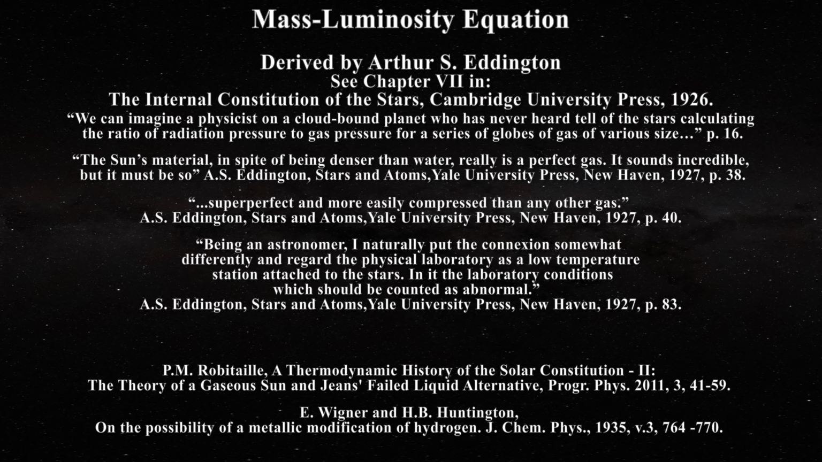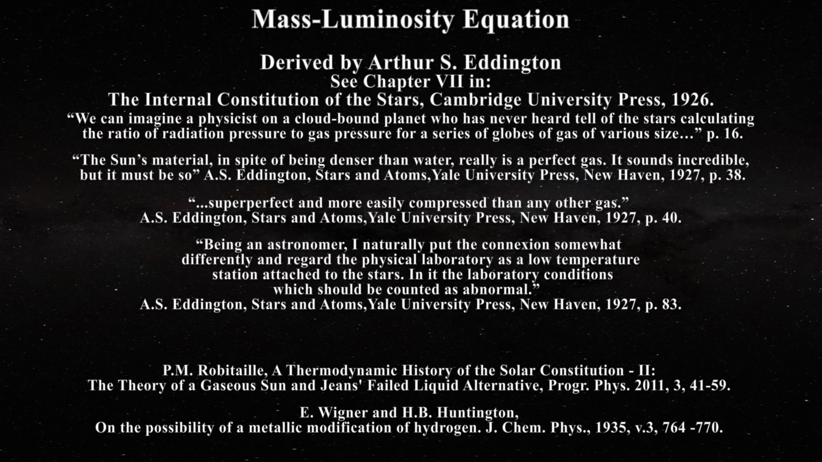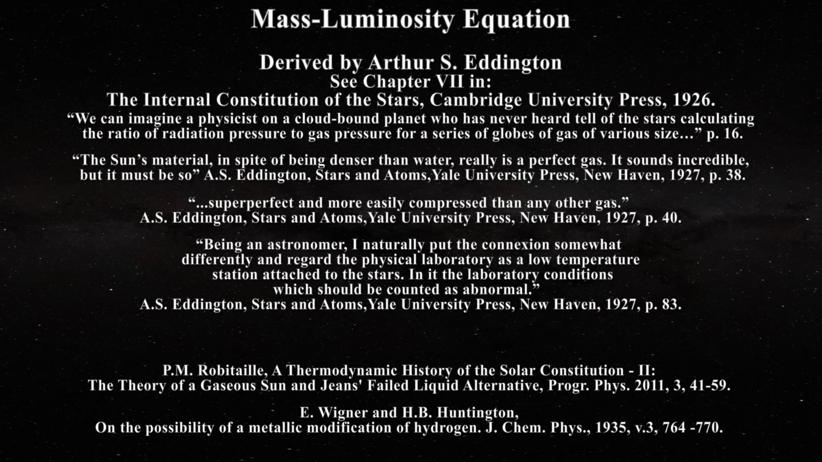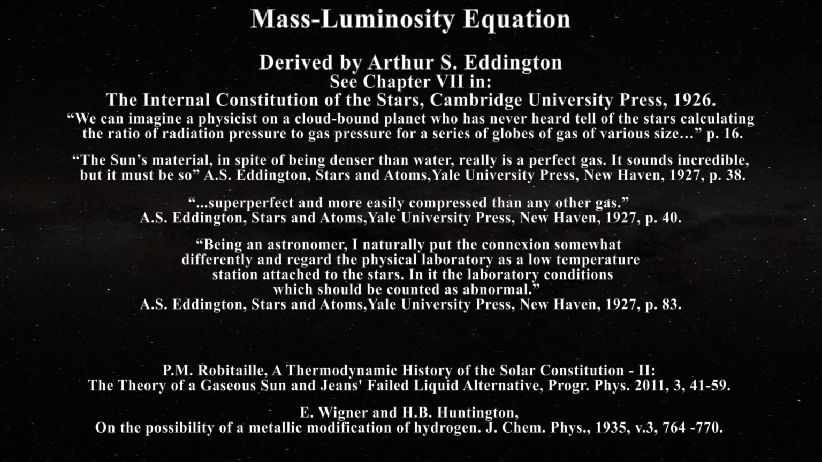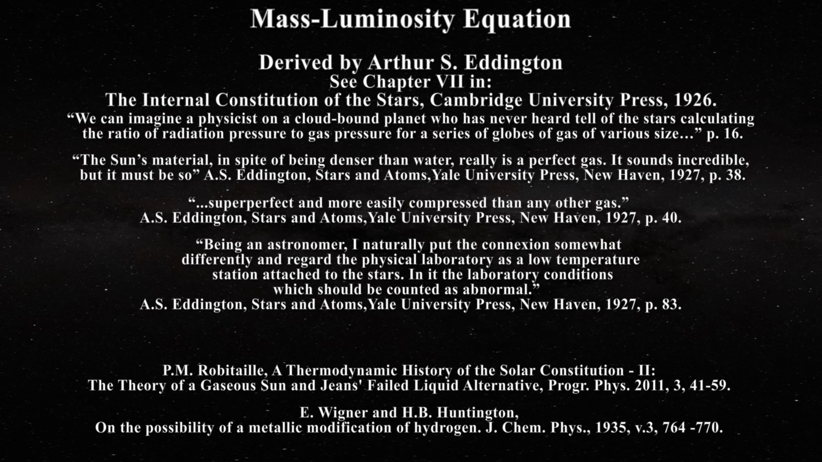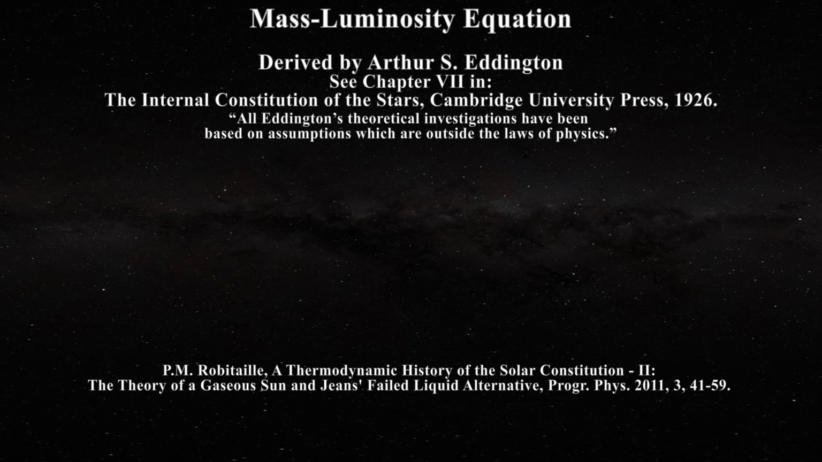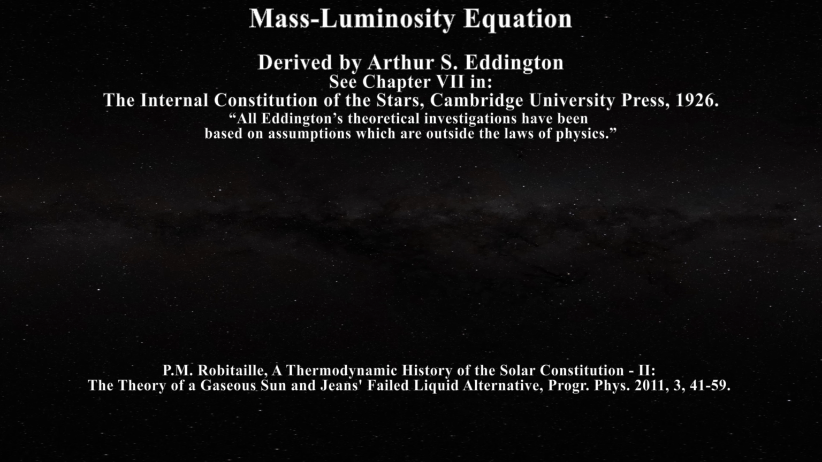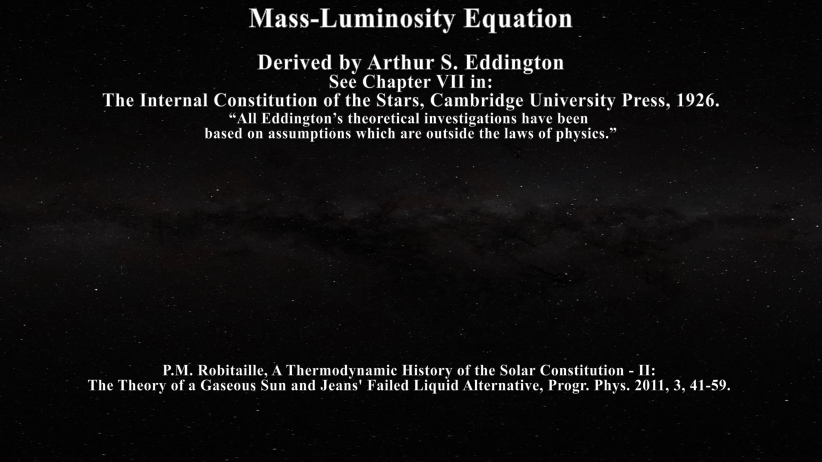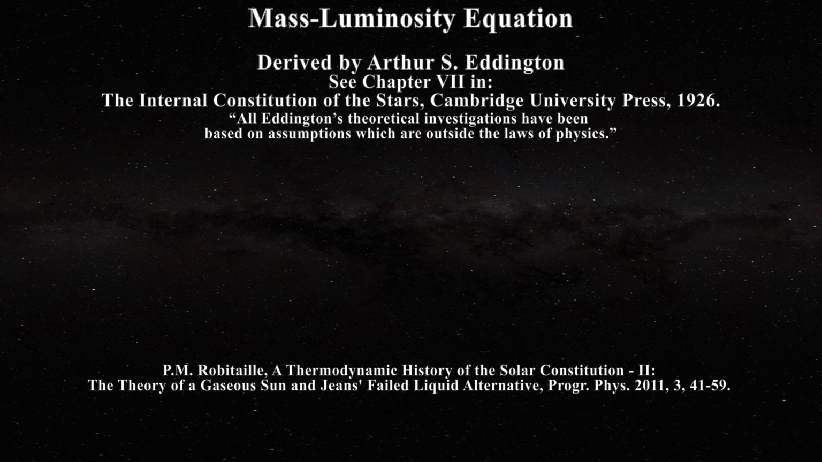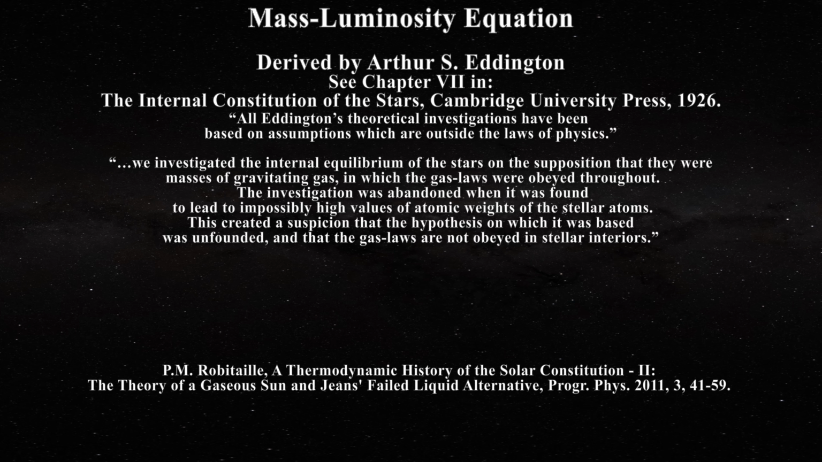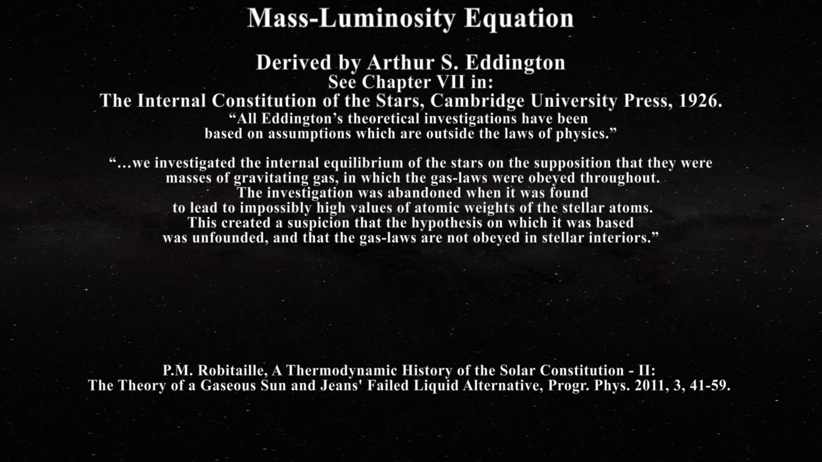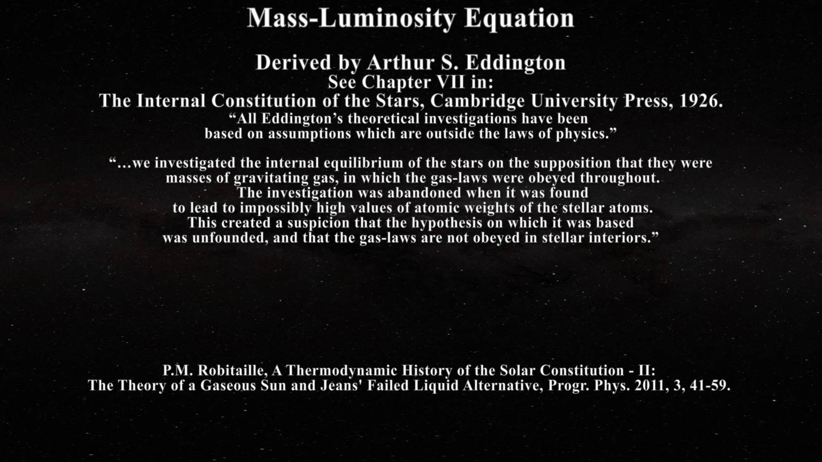In the end, Eddington would simply ignore much of laboratory physics, which is the very basis of physics as an experimental science. Jeans, in fact, considered Eddington's solution to the mass-luminosity relation as little more than a mathematical trick. He stated, "All of Eddington's theoretical investigations have been based on assumptions which are outside the laws of physics." He also argued against the application of the ideal gas law to the stars. "We investigated the internal equilibrium of the stars on the supposition that they were masses of gravitating gas, in which the gas laws were obeyed throughout.